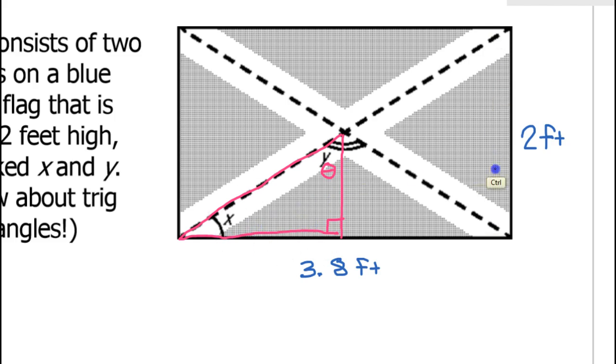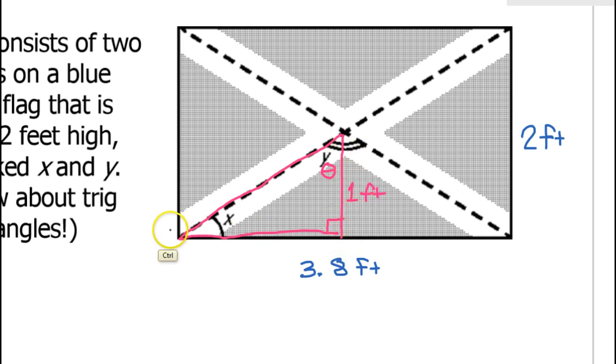Well, if this side of the flag is 2 feet, can you see that this side of the triangle is half of the flag? Alright, this is right to the middle of the flag. So if the whole flag is 2 feet high, then up to the middle of the flag should be 1 foot high. So this side of the triangle is 1 foot.